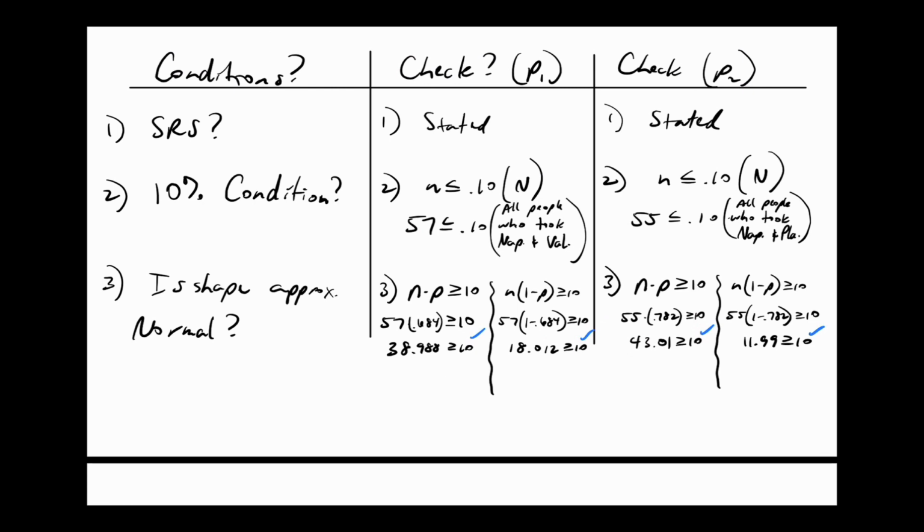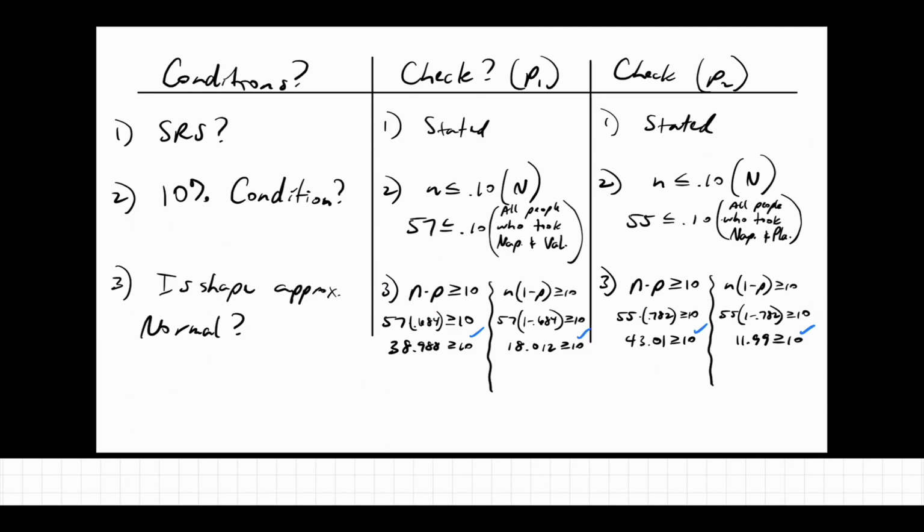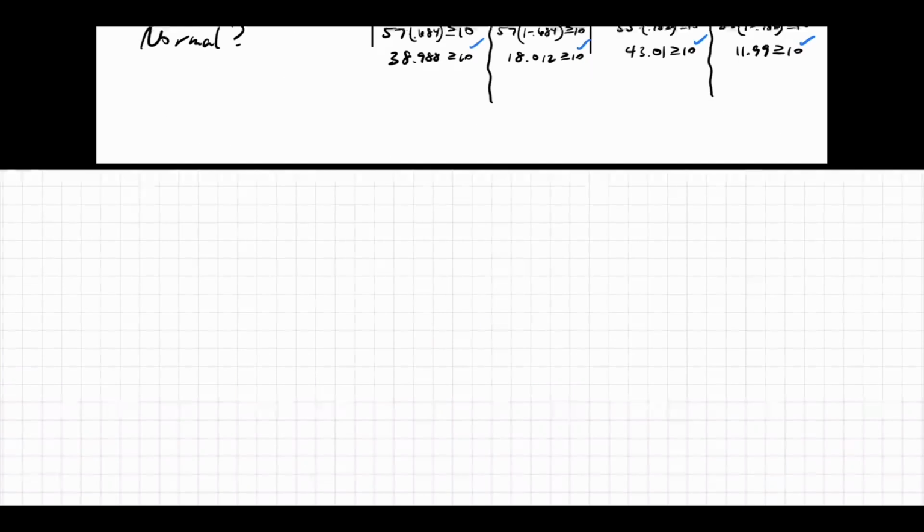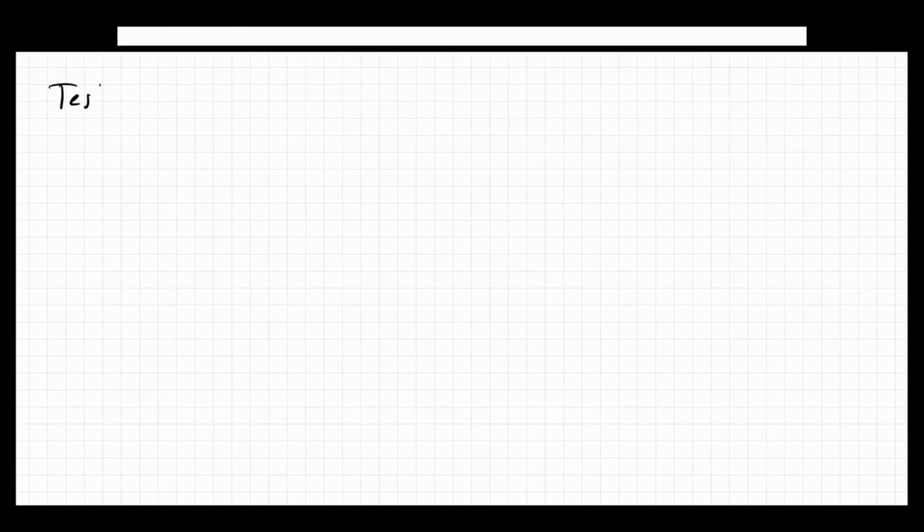Those are the conditions, assumptions. Two more steps, or three more steps. Test statistic. We always start by subtracting the first minus the second. Always subtract first minus the second. That's the first thing we're going to do.